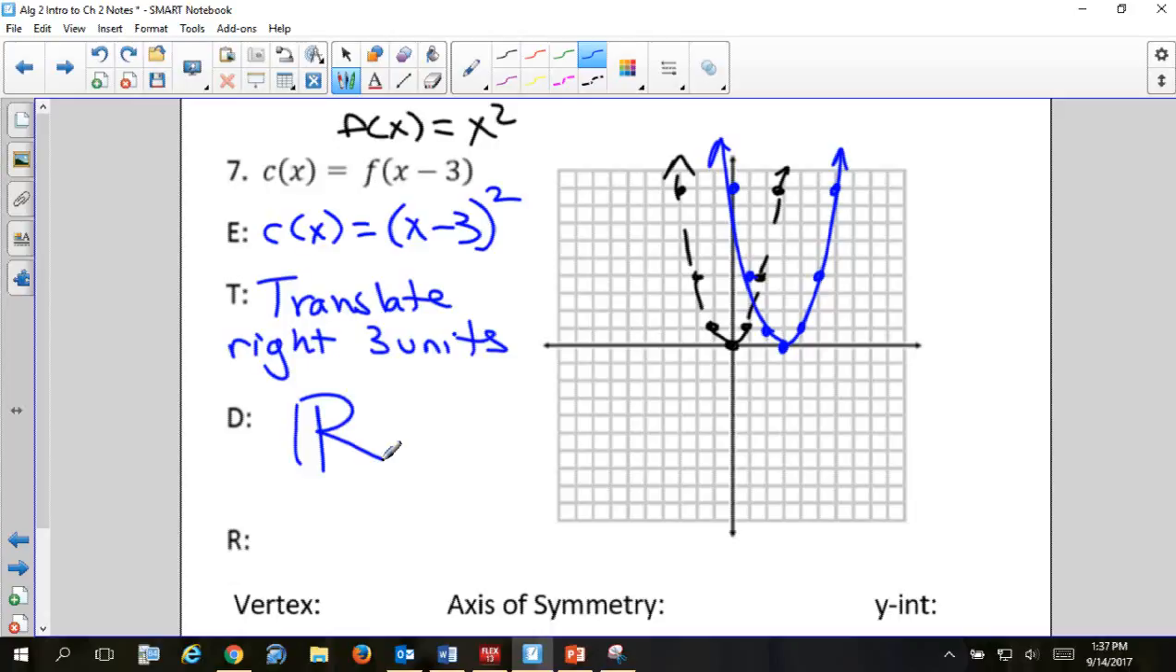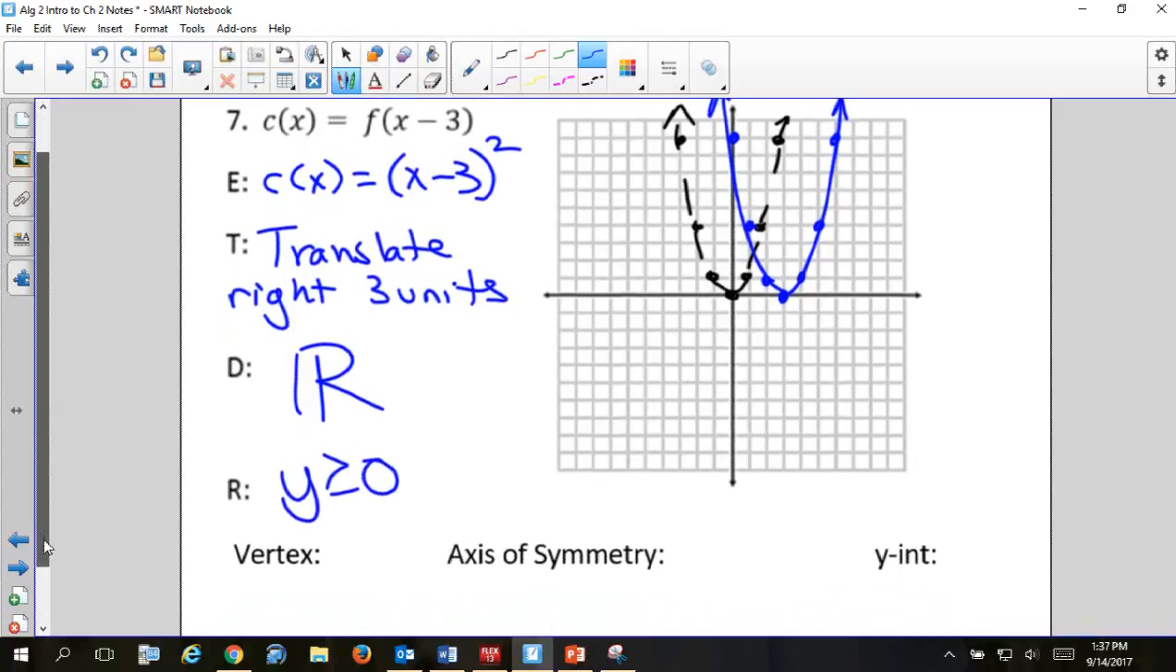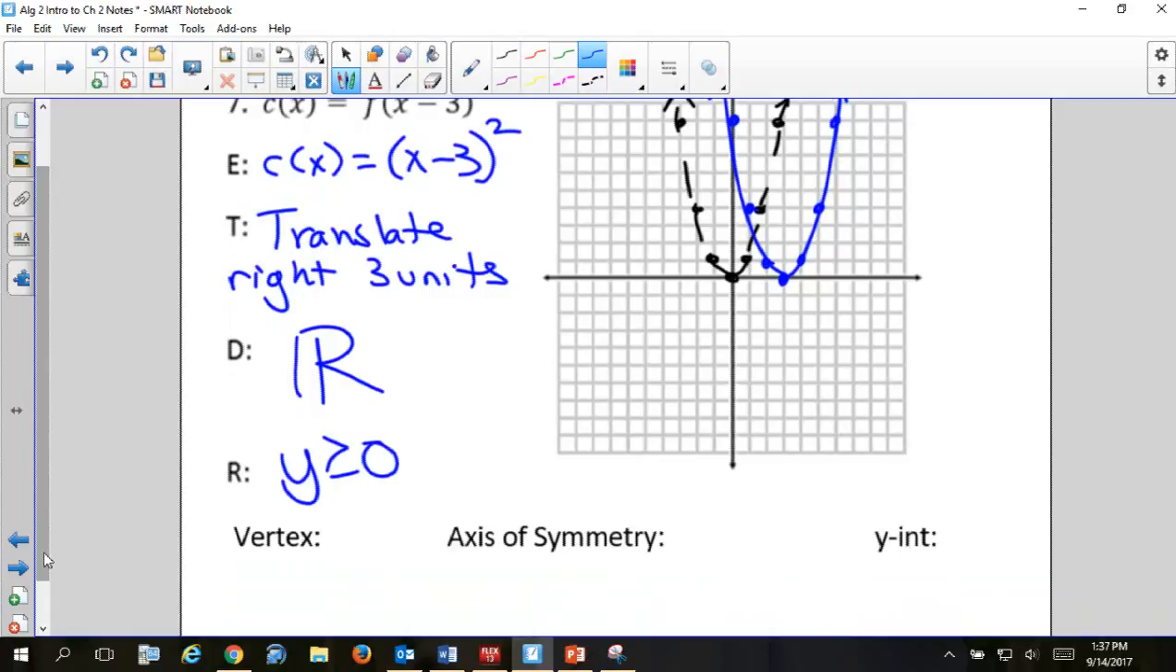Range, from low to high. This one might be a trickier one. From low to high. Jacob, you know that? Y is greater than or equal to 0. Excellent. The vertex for this one, Duncan, do you know the vertex for number 7? 3, 0. Yep, you are correct, sir.